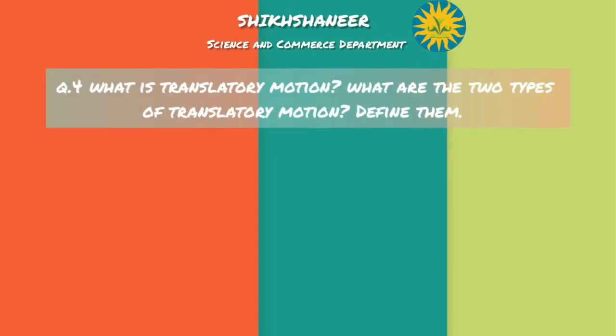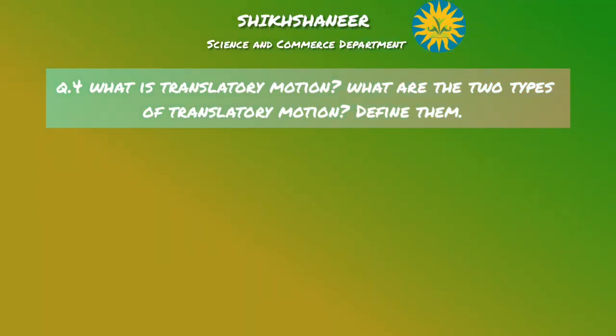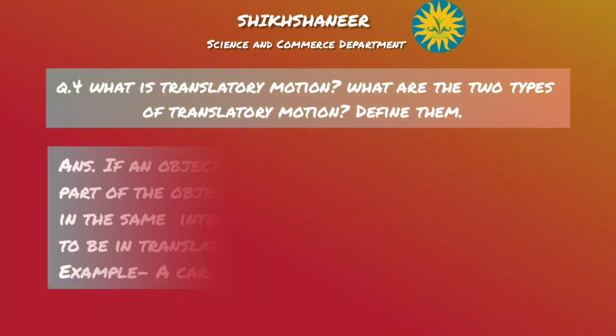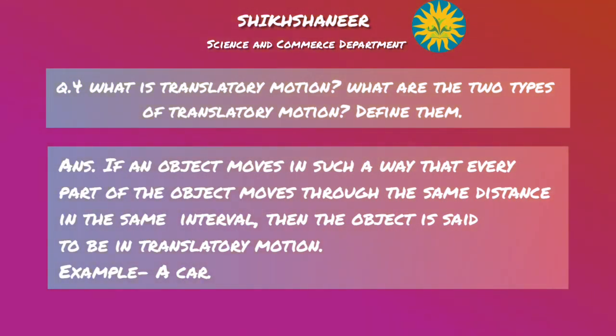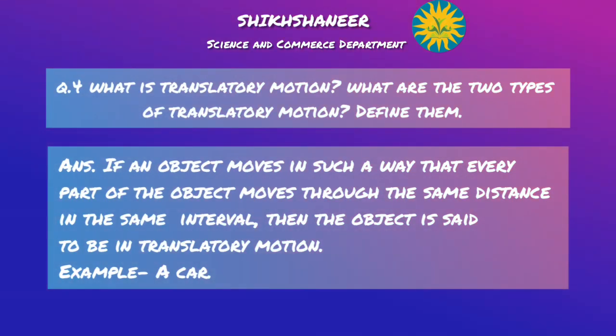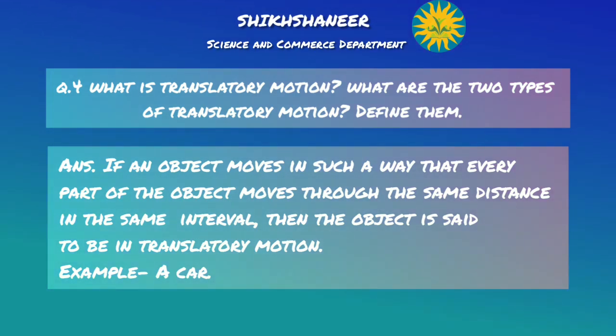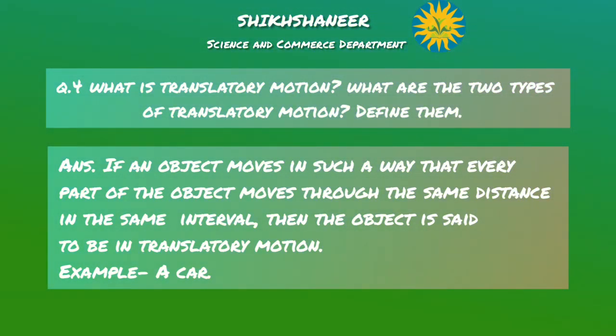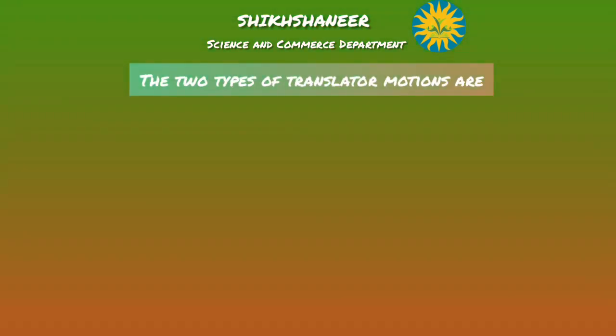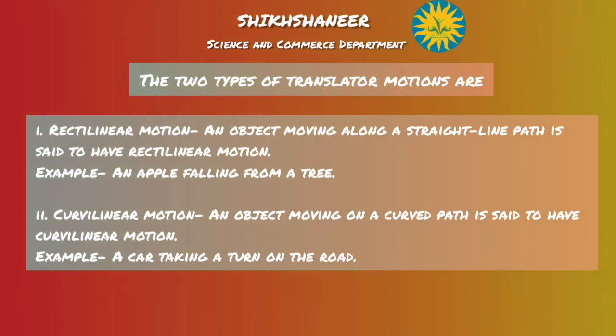What is translatory motion? What are the two types of translatory motion? Define them. If an object moves in such a way that every part of the object moves through the same distance in the same interval, then the object is said to be in translatory motion. For example, a car. The two types of translatory motion are rectilinear motion and curvilinear motion.